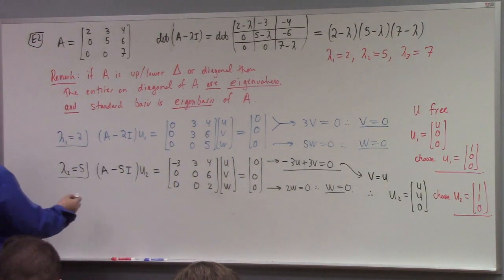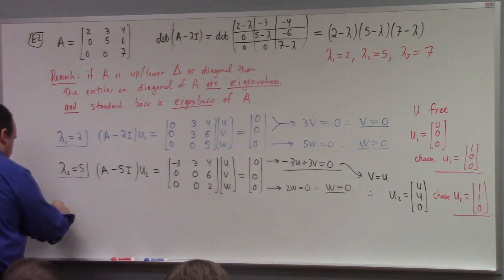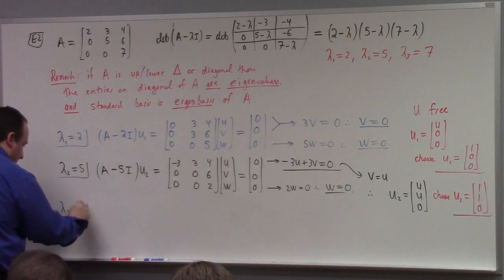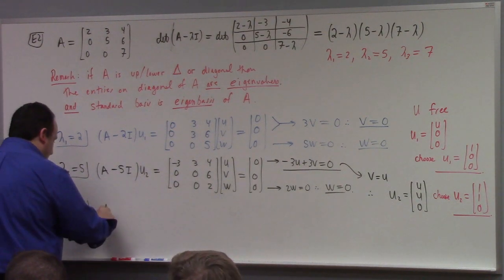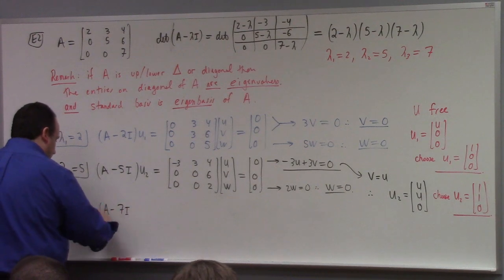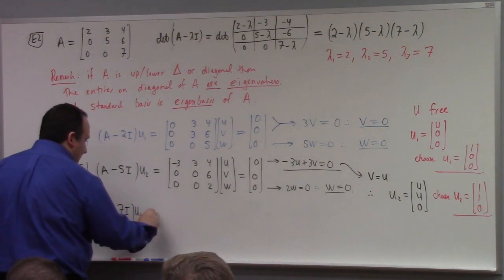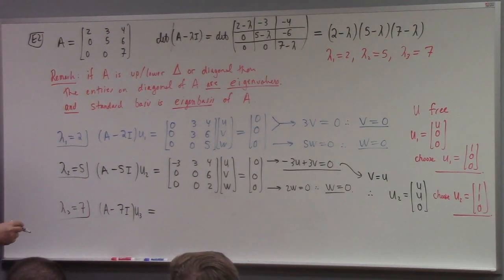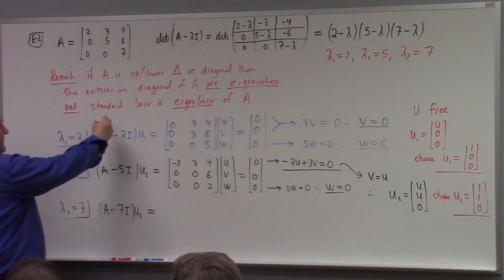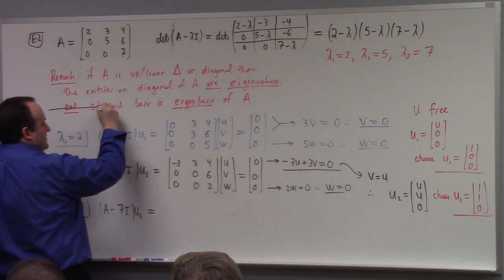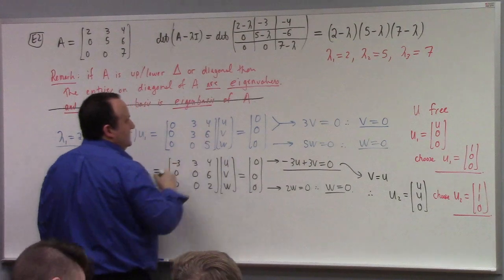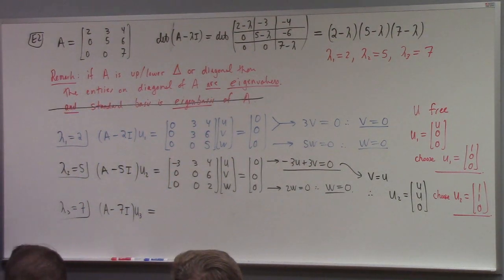All right, now on to eigenvalue 7. Lambda 3 equals 7. We've got A minus 7I, u3. Was the eigenbasis a standard basis? It's not. By the way, an eigenbasis is simply a basis of eigenvectors.